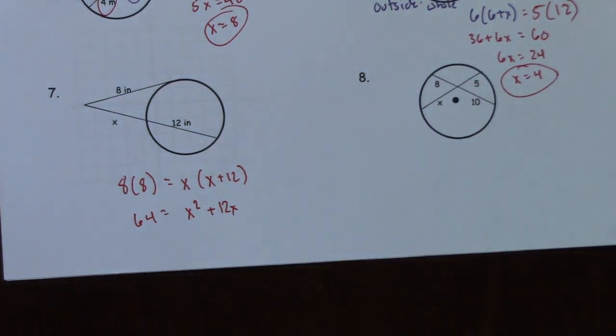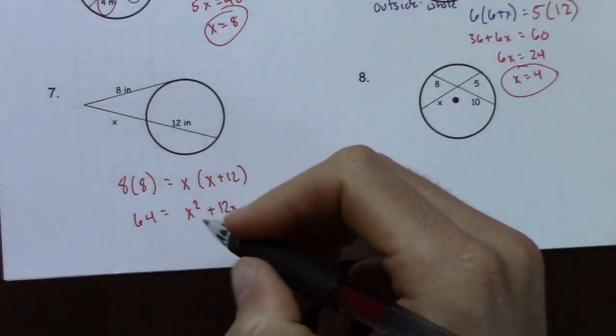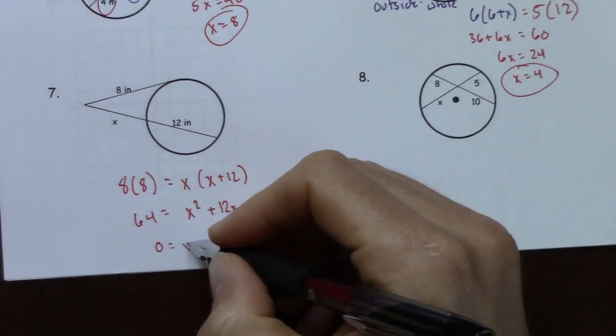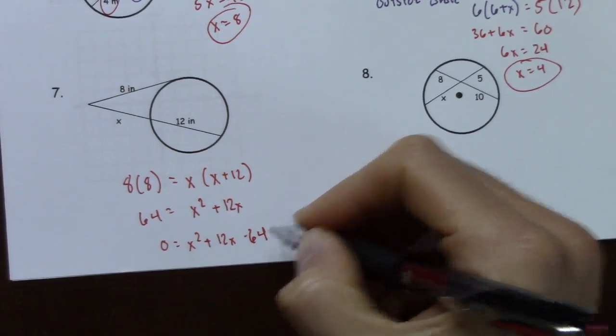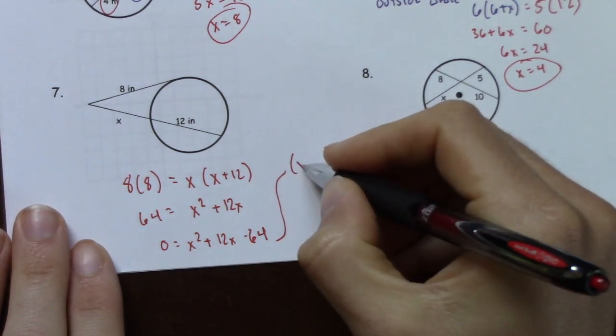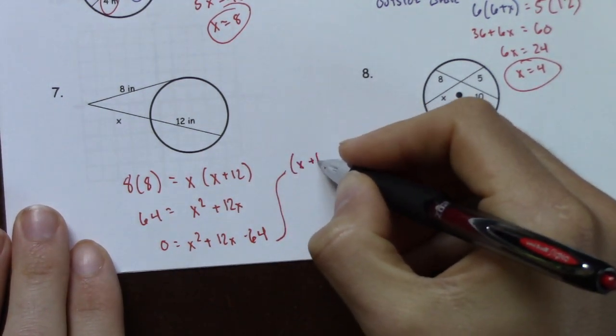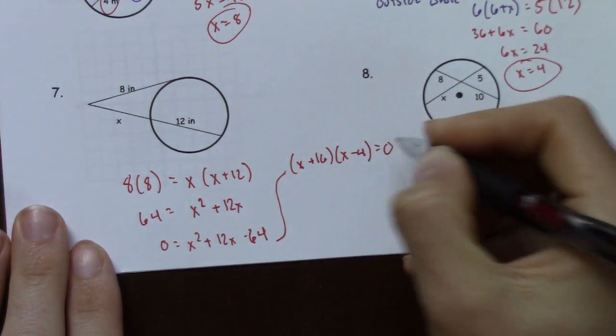What does that mean? We need to factor or use quadratic formula. So I'm going to set this equal to 0. 0 is equal to x squared plus 12x minus 64. That is factorable. And I'm going to turn that into x plus 16 times x minus 4 equal to 0.